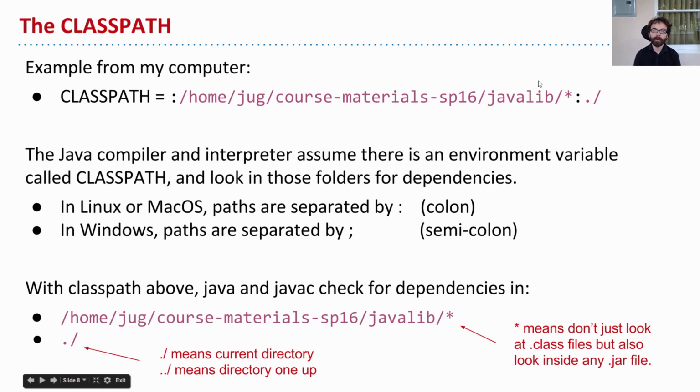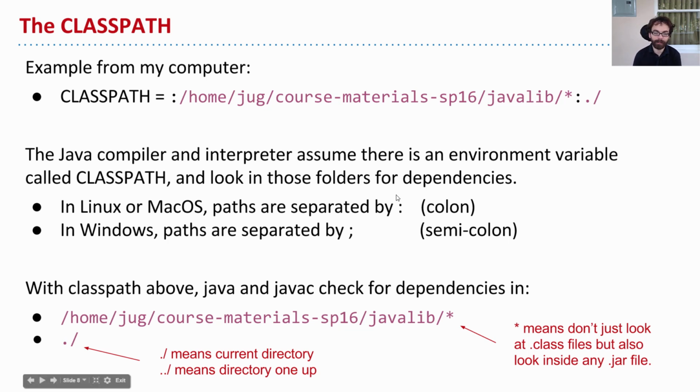a colon, then /home/jug/..., then /*, then another colon, then dot, then /. Okay, so there's a way to interpret this string, and in particular, the Java compiler and interpreter assume that there is some environment variable called CLASSPATH, which it'll grab, and then it'll look at that string and treat these like a bunch of folders and look for dependencies. So in Linux and Mac OS, the paths are separated by colon. You can think of these as like commas or something. They're separating all the different folders. So I have the empty folder, I have this folder, and I have /. And in Windows, for some reason, paths are separated by semicolons. I guess that's just something Bill Gates or somebody decided back in the day.